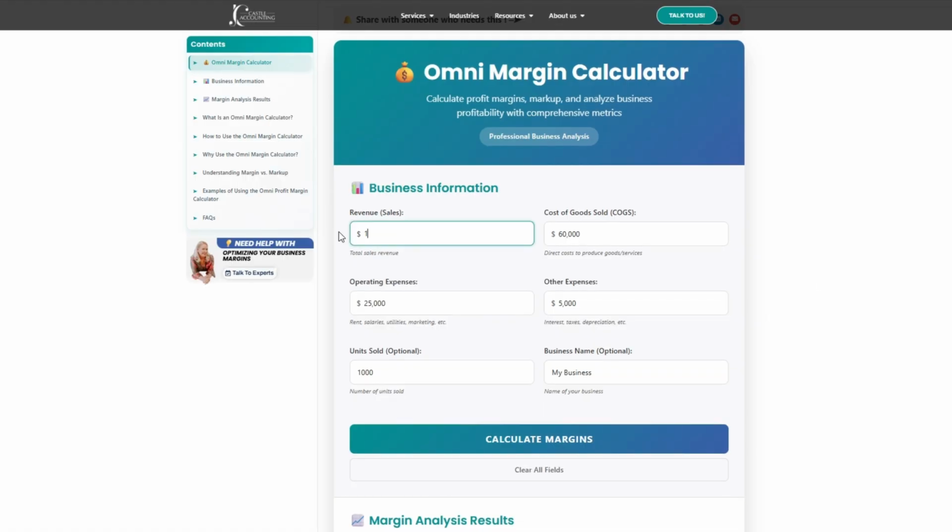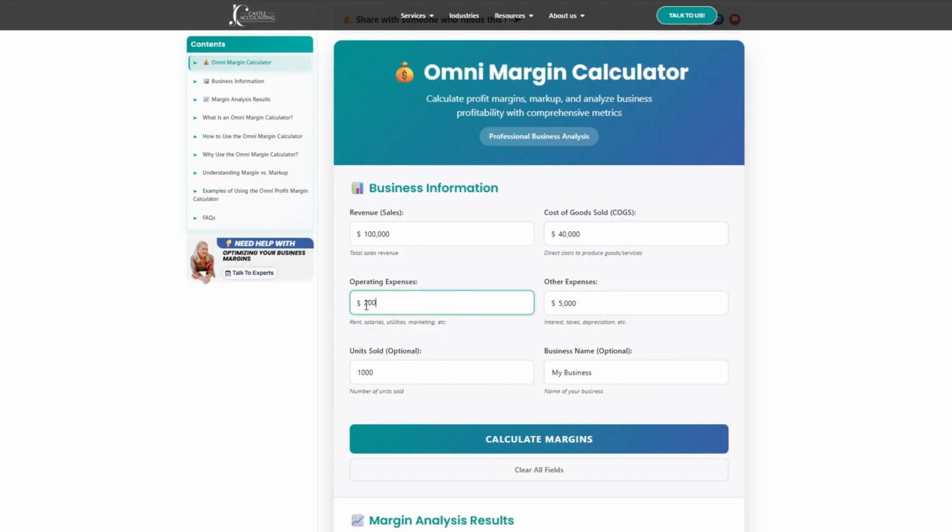Let's start at the top. First, you enter your revenue, which is the total money your business brings in. Next is cost of goods sold, also called COGS. This is the direct cost to deliver your product or service: materials, labor, or anything directly tied to sales.